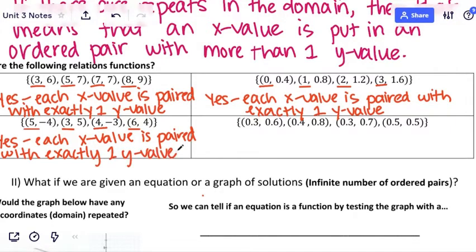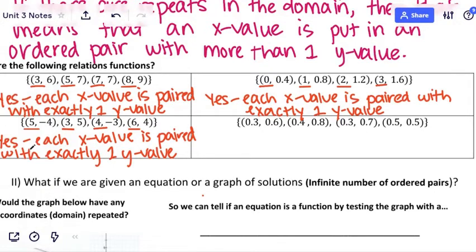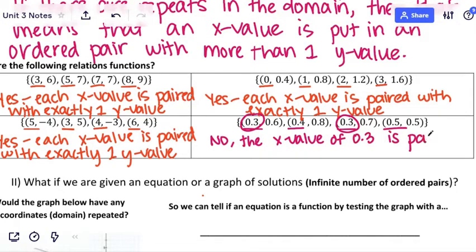Okay. And this last example, so we're looking at our domain. We're looking for repeats in the domain. We have 0.3, 0.4, 0.3, and 0.5. We have our first repeat. So would this be a function? No. The x value of 0.3 is paired with more than one y value.